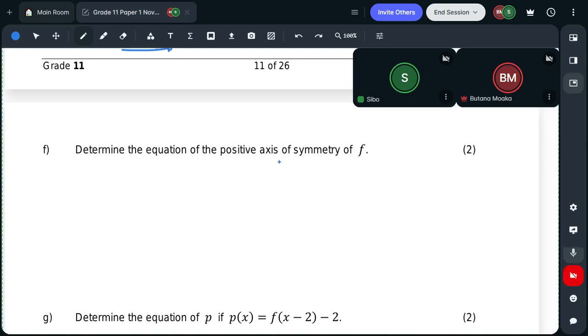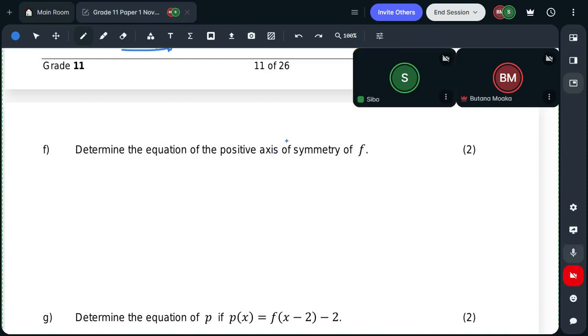Determine the equation of the positive axis of symmetry. Do you know how to determine the equation of the axis of symmetry? Let's start there. Yes, you just take the bottom part of the fraction plus 3, so x minus 4 plus 3. Can you work it out? Tell me your answer. x minus 1. Exactly, x minus 1. But let's take this step by step.